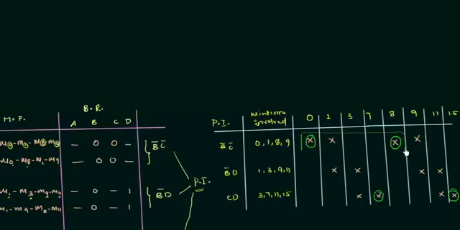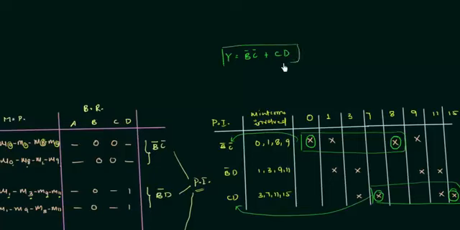For this one, we have B complement C complement, so function Y is equal to B complement C complement, or corresponding to this one we have CD. So this is our answer, and you can see we have eliminated B complement D because this is not an essential prime implicant, and we can prove it with the help of a K-map.